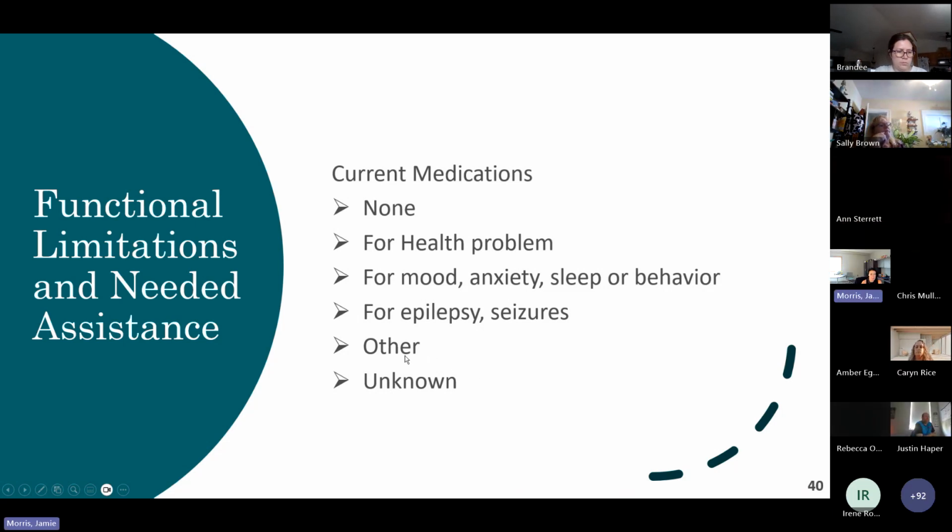So that might be like ibuprofen. You could put that in that line. Unknown should be only used if we really don't know, but we're going to try our best to find out what their medications are. And that should be found also within their documentation in their MAR, or whatever system your provider uses to track their medications. Some of them have some different programs.